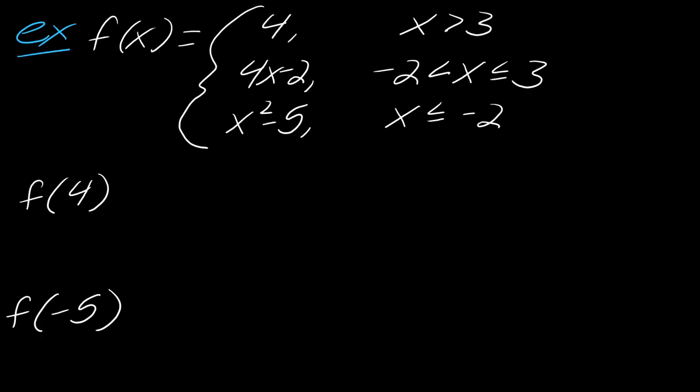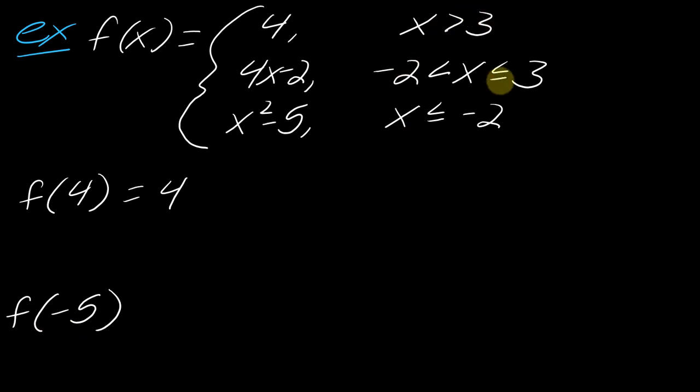I have another function here that I thought would be cool for you to try. Maybe just pause for a second, think about this for a moment, and then hit play when you think you've figured it out. Okay, f of 4. When I look at my conditions here, 4 is greater than 3, so it falls into this condition. This is just a constant function. f of 4 equals 4. I don't have to do any math. It's just 4. That's the answer.